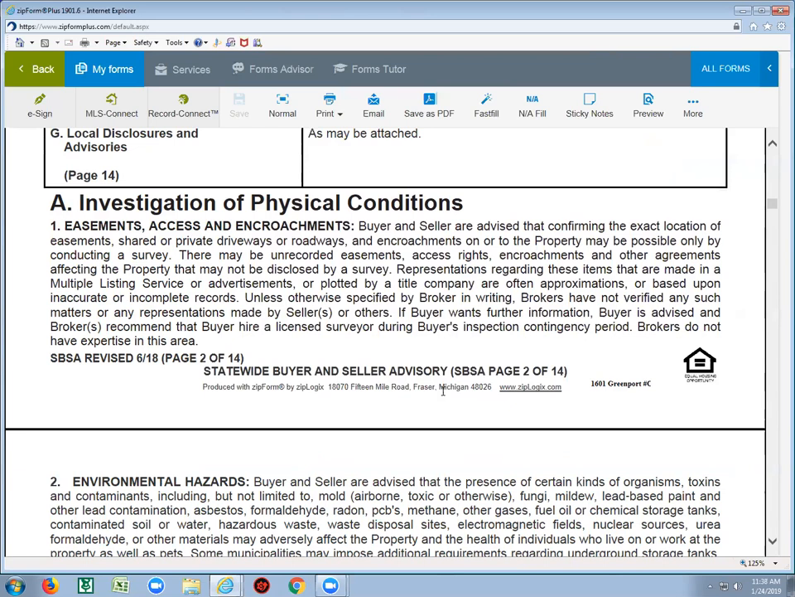Then there may be unrecorded easements, access rights, encroachments, and other agreements affecting the property that may not be disclosed by a survey. So title may not cover everything. Don't assume title will have everything. Some may not be recorded.